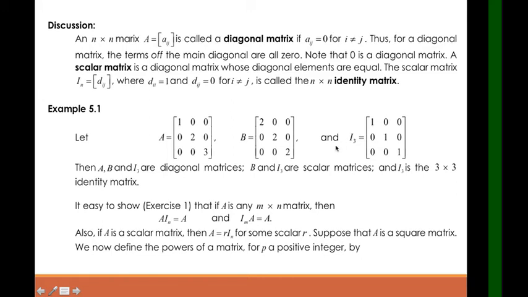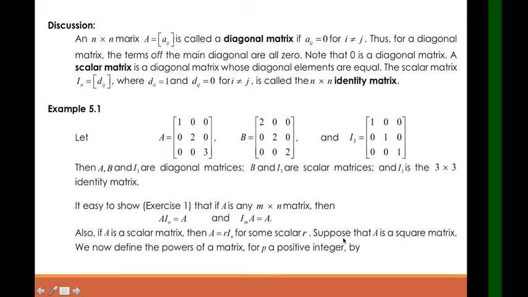So it's easy to show, in exercise 1, that if A is any m by n matrix, then A times I sub n is equal to A, and I sub m times A is equal to A. Also, if A is a scalar matrix, then A is equal to r I sub n for some scalar r.